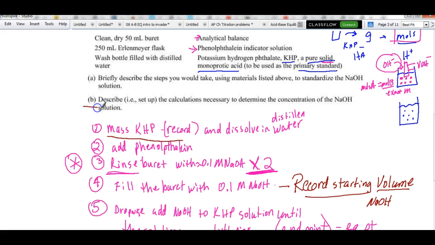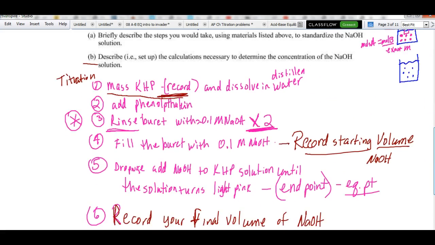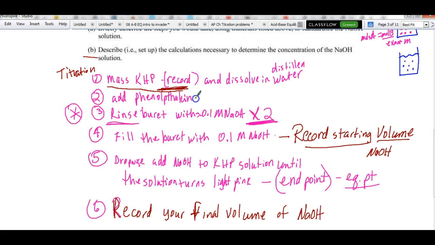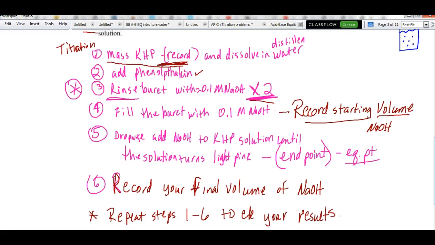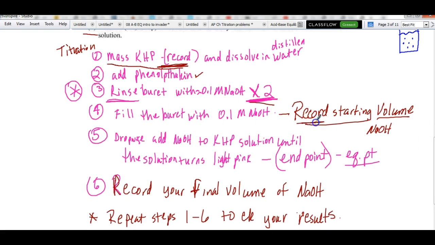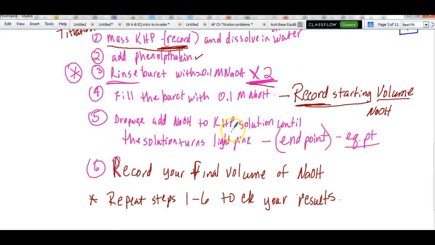Okay, B says, so that's just the process of the titration. So you're going to start off with this solid KHP, and you're going to take its mass and record that mass. And then you're going to add phenolphthalein to it because you have to have a way to know when you get to your end point. You're going to rinse that burette twice with your titrant, which is the 0.1 molar NaOH. And then you're going to fill that burette and record your initial volume. You're going to drop it until you reach the end point, which is where the color changes, and record that final volume of the sodium hydroxide.